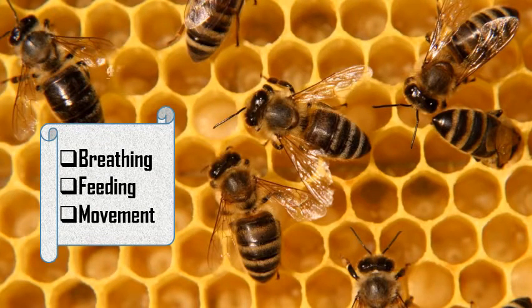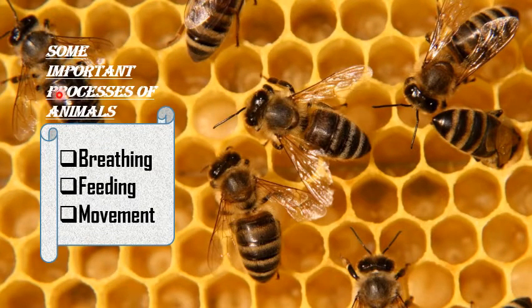So students, as I told you, in this chapter we are going to learn some important processes of animals, of which number 1 was breathing, number 2 is feeding, and number 3 is movement. In the last class we learned about breathing in animals, how animals breathe or respire and how they get energy. There are different animals and they breathe in different ways. Let's have a short flashback of the previous lecture so we can continue.